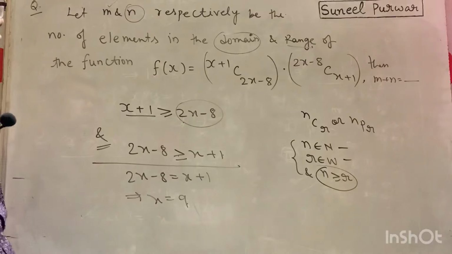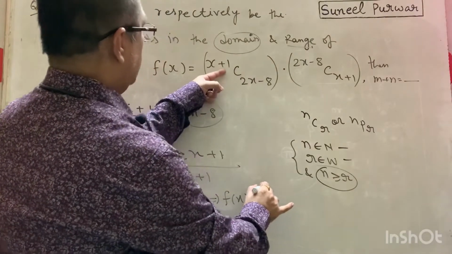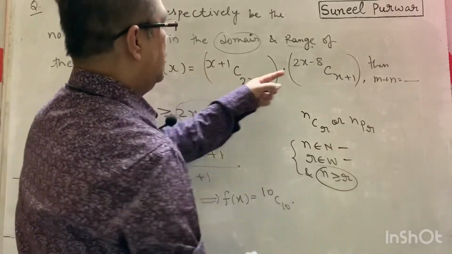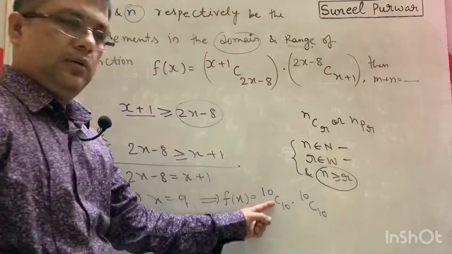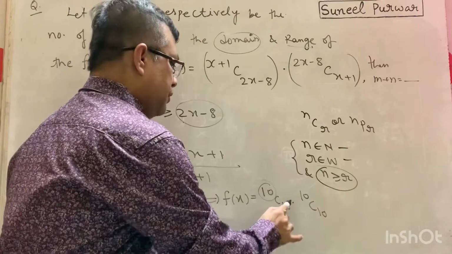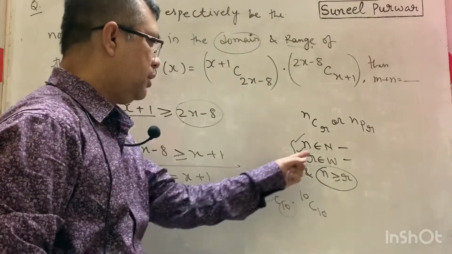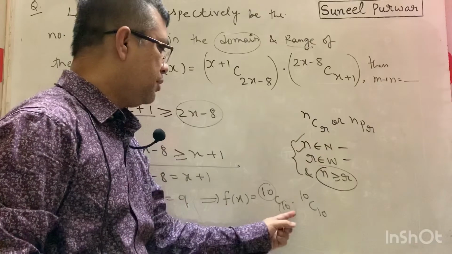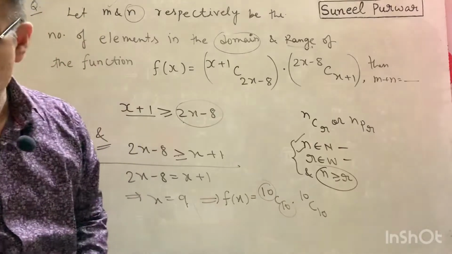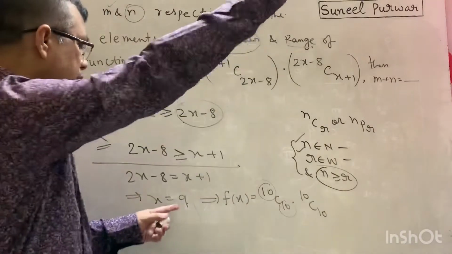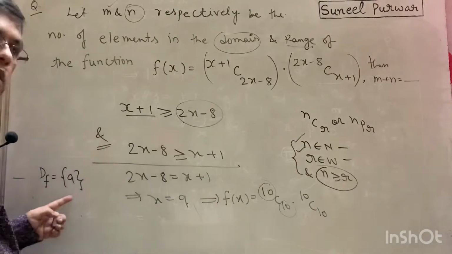So if you take x is equal to 9, f(x) will become 10C10 into again 10C10, and you see which satisfies these conditions as well. This upper number is a natural number and this lower number is also a whole number. So these conditions are automatically fulfilled here. So in the domain there is only one number, x is equal to 9. So the domain set is containing only one number, 9.